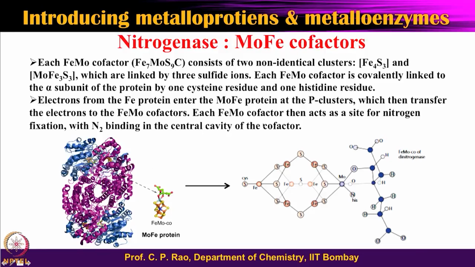Okay. And so, these are all very important things. Therefore, each iron molybdenum cofactor is covalently linked to the alpha subunit of the protein by 1 cysteine residue and 1 histidine residue in this case, unlike the iron sulfur clusters or P cluster where all are cysteines. Okay. So, now what is the story?